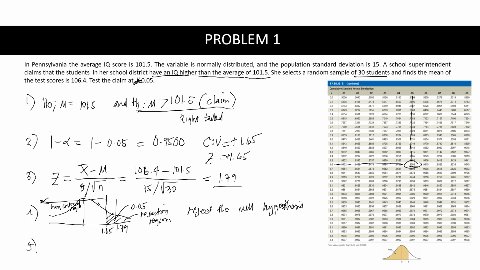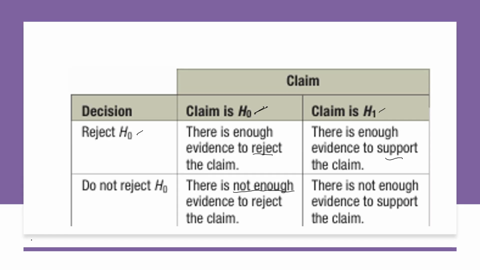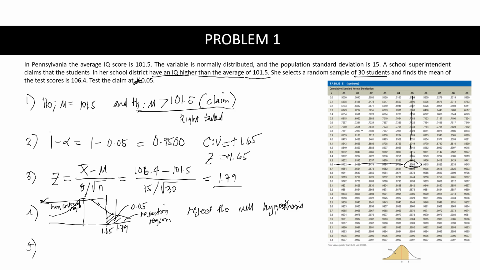And the last one: since the claim is the alternative and we reject the null hypothesis, let's go back here. The claim is the alternative and we reject the null hypothesis. So therefore, our summary statement should start with 'there is enough evidence to support the claim.' So in summary, there is enough evidence to support the claim.